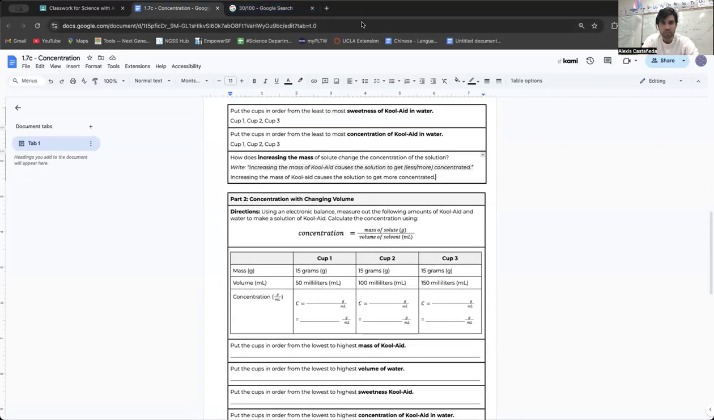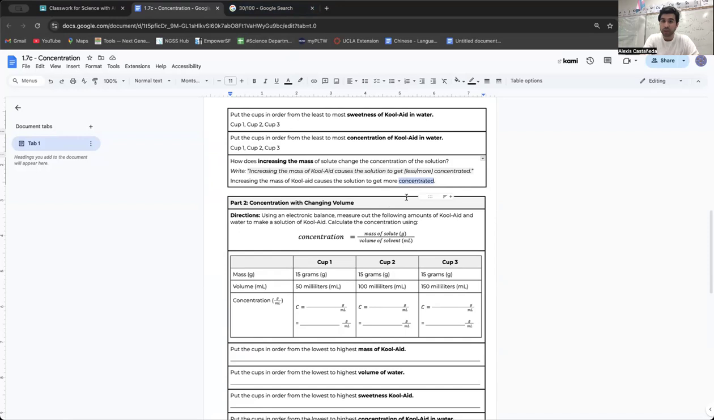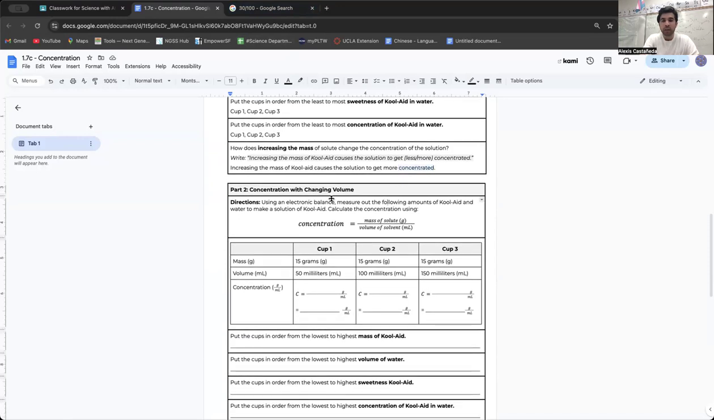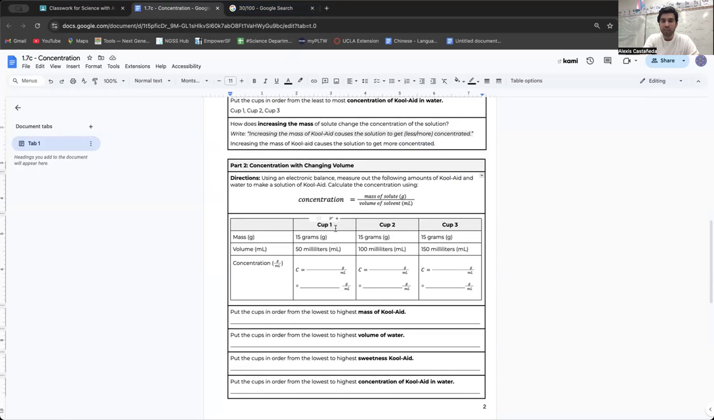For this part, again, the more mass that we have, the more Kool-Aid powder that we have, the more sweet it's going to be, the more concentrated it is. So if we increase the mass, we're going to increase the concentration. Now we want to see, what if we keep the mass the same? How does changing the volume change the concentration?